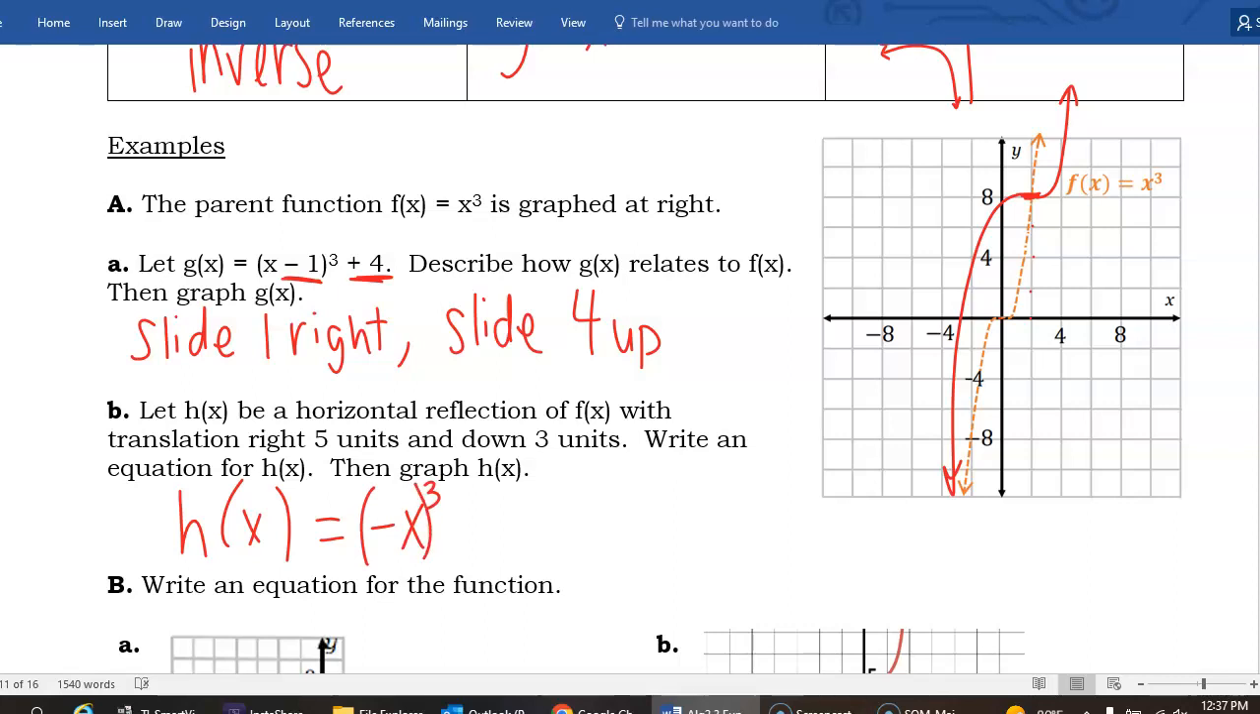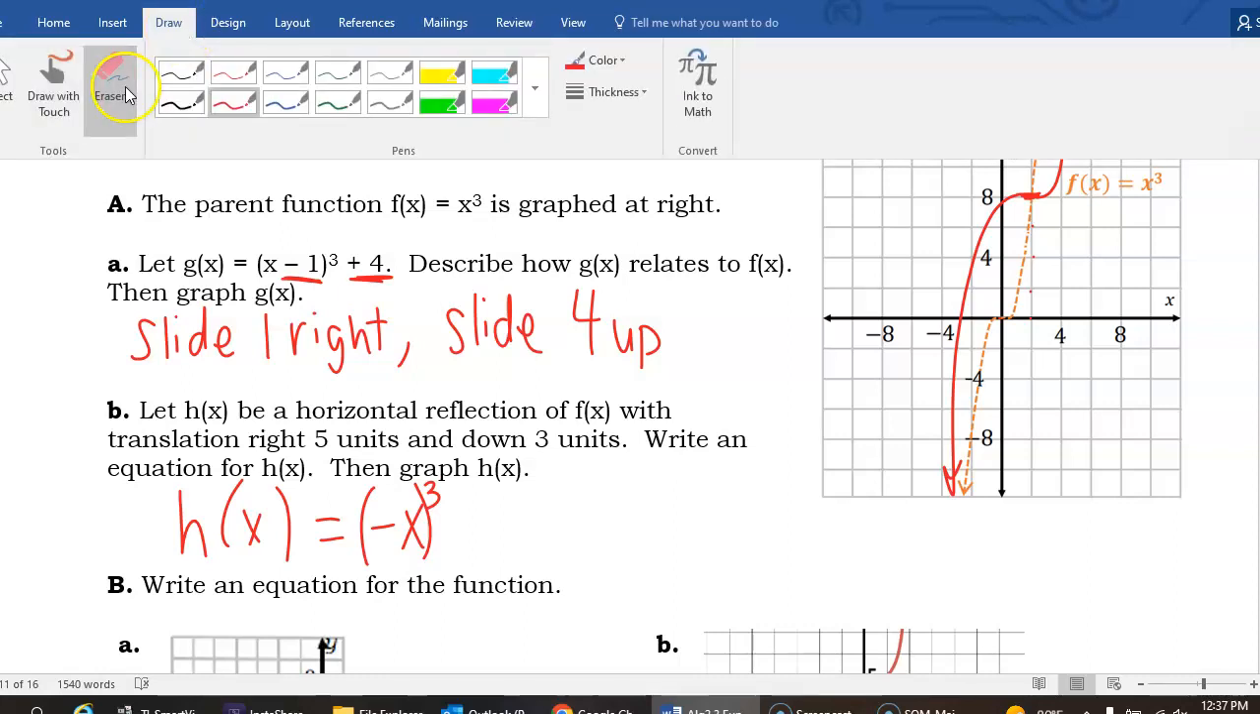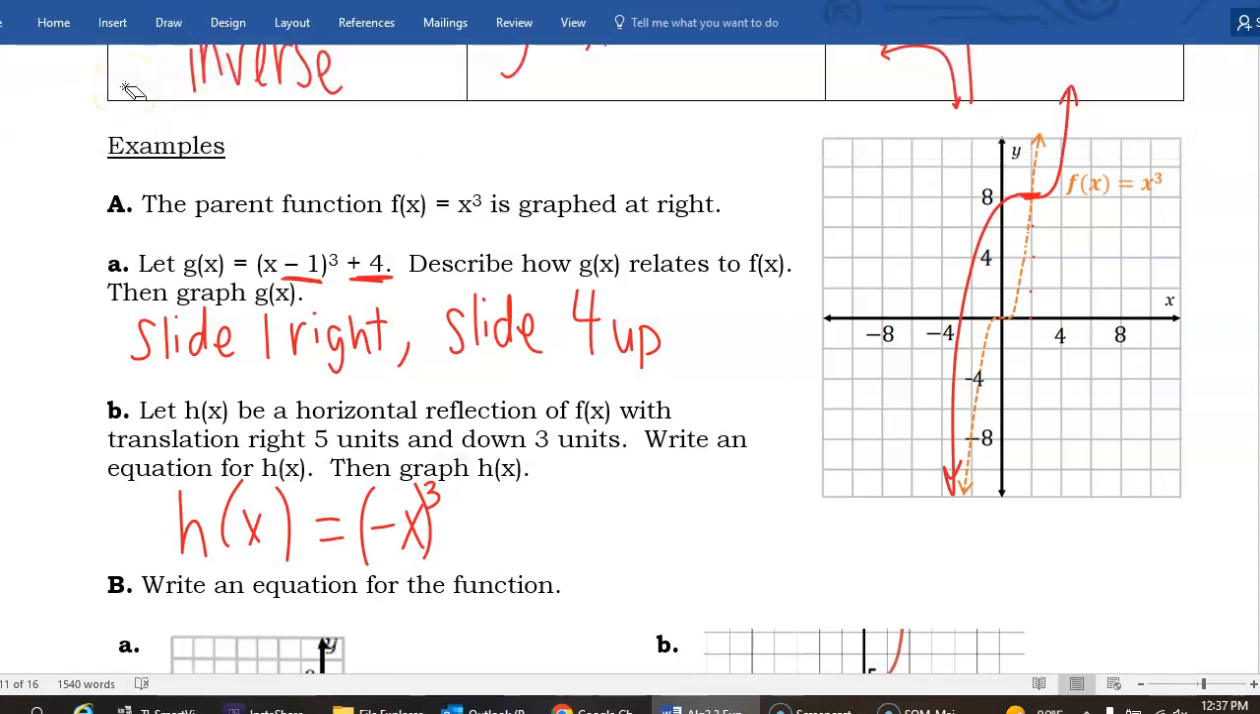Oh, sorry, forgot something. Forgot to do my horizontal translation. Then we're also going to go right 5 units. So I need a -5 before my power 3. So it's just like the quadratic, right? But with the power 3 instead of the power 2. And then we're going to go down 3 units. And then we're going to graph that.